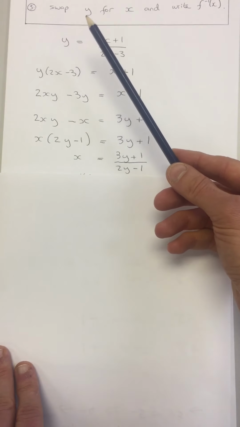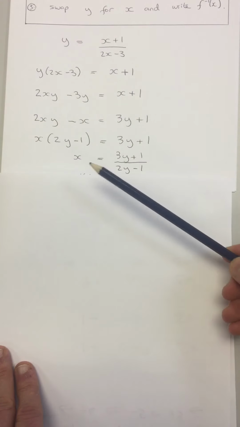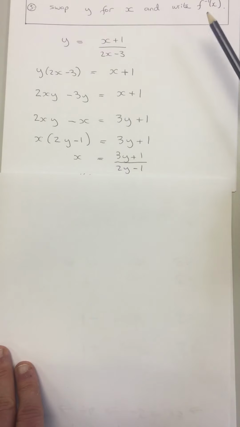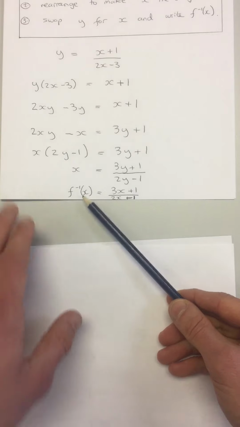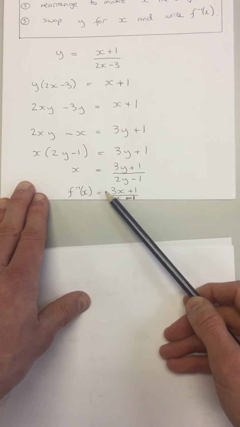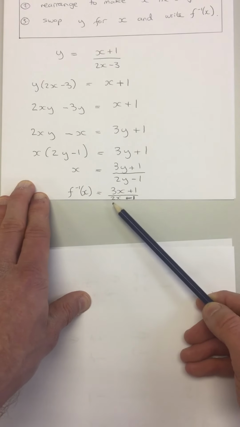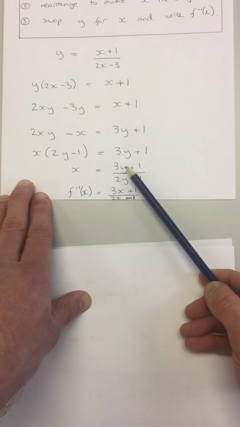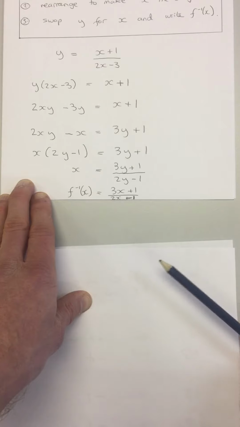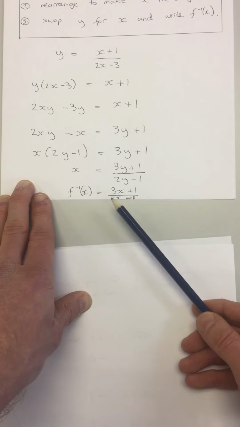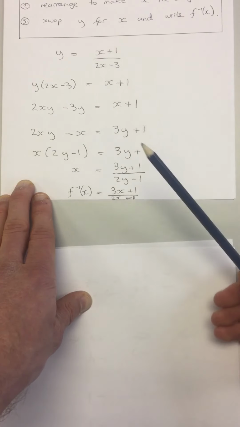I'm going to swap y for x, and I'm going to write f inverse of x. So I will get that. f inverse of x is equal to 3x plus 1 over 2x minus 1. So instead of the y here and here, I've written x, and this is my inverse function. So this is the inverse of that original function from the top.